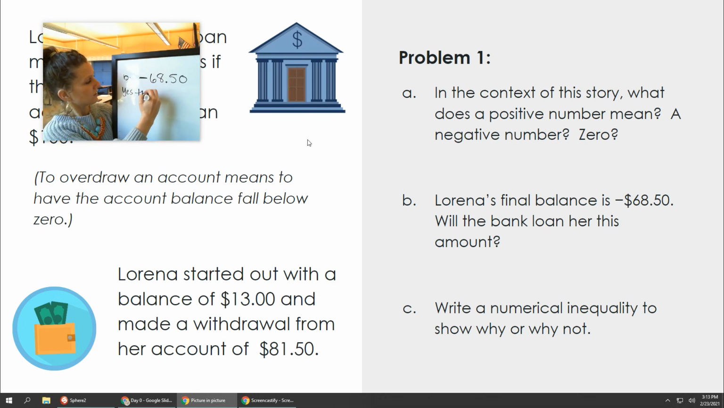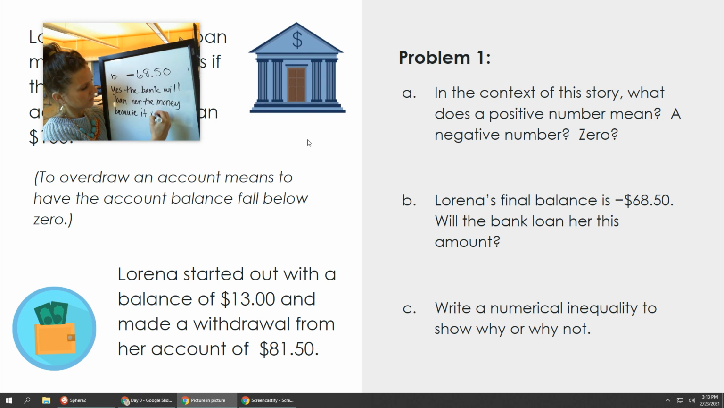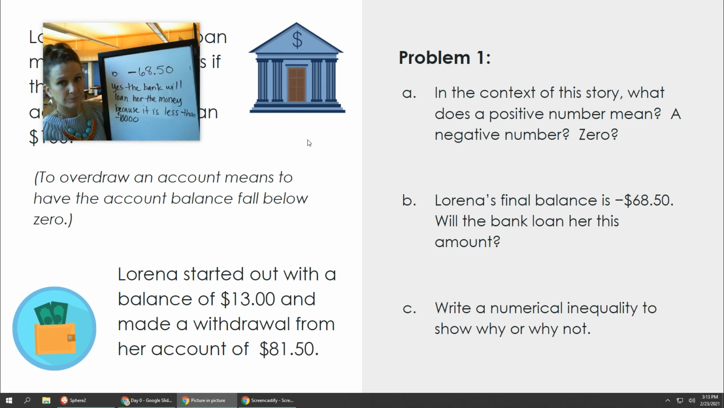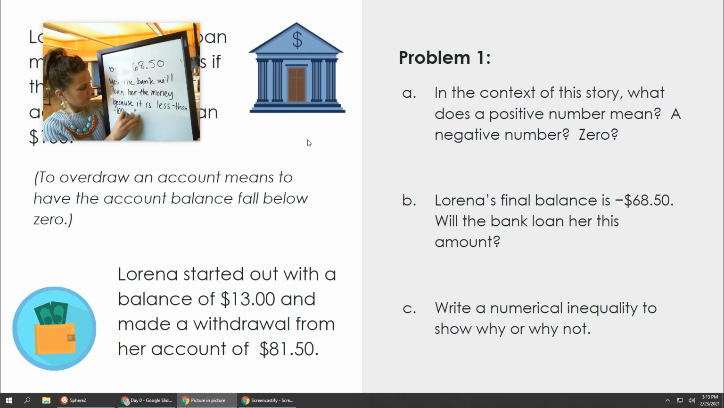Okay, so yes, the bank will loan her the money because it is less than negative 100. Oh, that looks like 1,000, if I looked at the camera here. Negative less than. Okay.